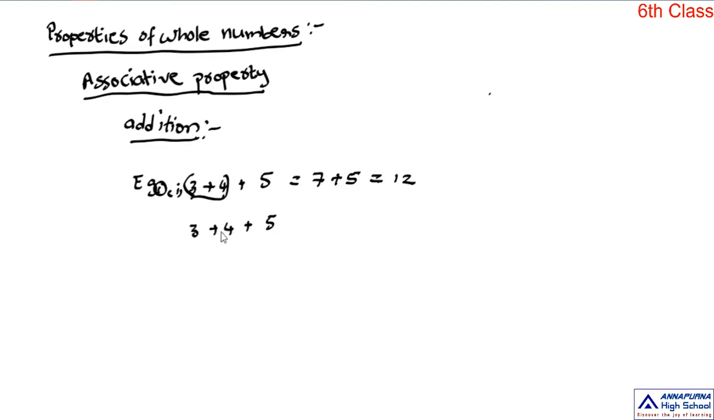Next, another way. First we add 4 and 5. First as it is we write 4 plus 5, how much? 9. 9 plus 3, how much? 12.